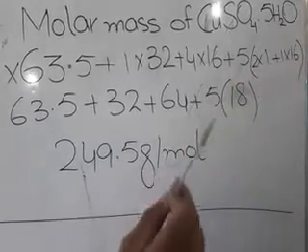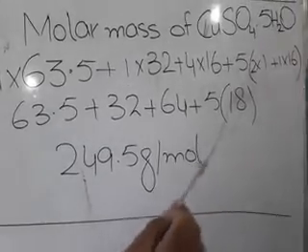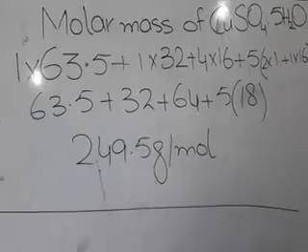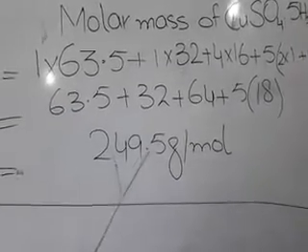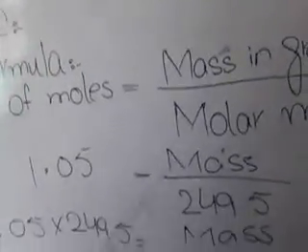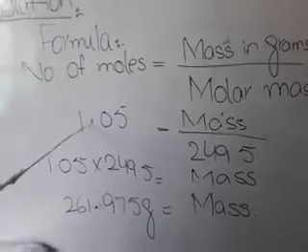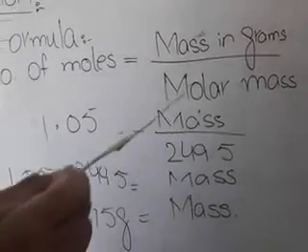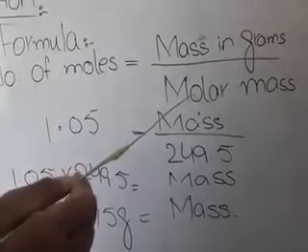So the rest is the same as we calculate the molecular mass of water. So now taking its sum, it's 249.5 grams per mole. Now putting these values in our equation: number of moles 1.05 from the data, mass to find, molar mass as we calculated right now, 249.5.